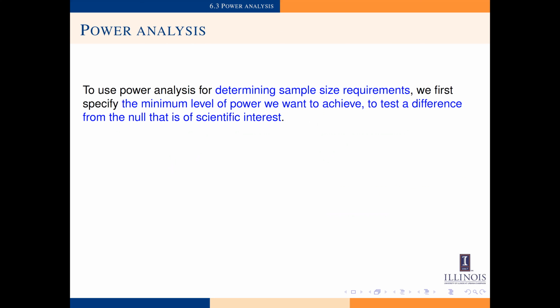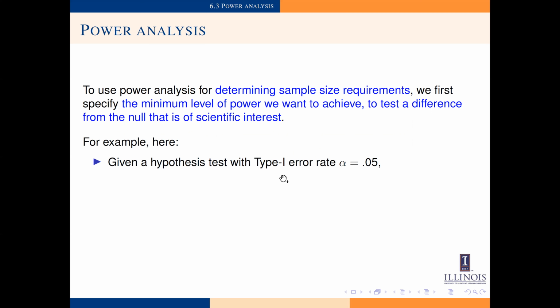So to use power analysis for determining sample size requirements, we usually need to first specify a minimum level of power we want to achieve to test a difference from the null that is of scientific interest. Taking our example of testing the correlation between x and y, here's an example of what we want to pre-specify before doing the power analysis and figuring out what is a good sample size.